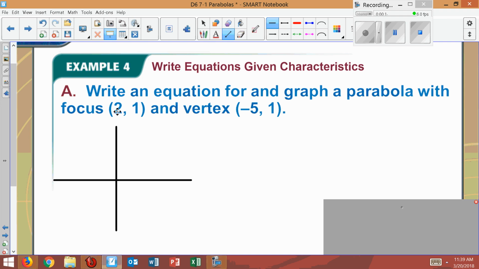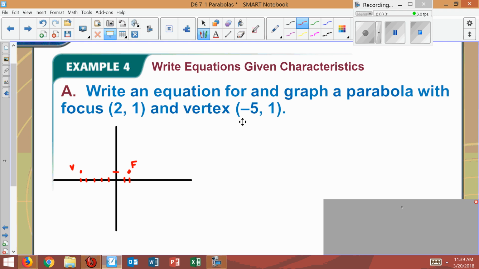If I plot the focus at (2, 1), that means right 2, up 1. I'm going to have this point here. There's my focus. And it says the vertex is left 5, up 1. So this would be my vertex.